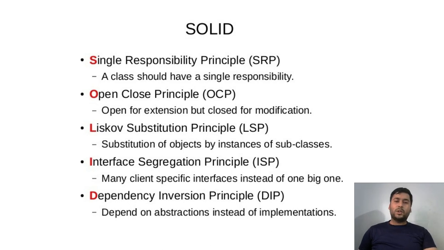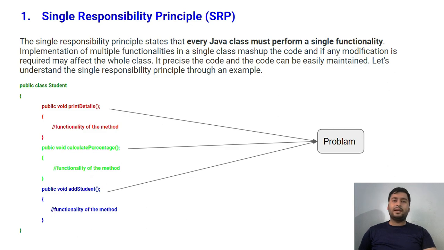Let's go and understand the single responsibility principle. The single responsibility principle states that every Java class must perform a single functionality. Implementing multiple functionalities in a single class mashes up the code, and if a modification is required, it may affect the whole class. It keeps the code precise so that it can be easily maintained.